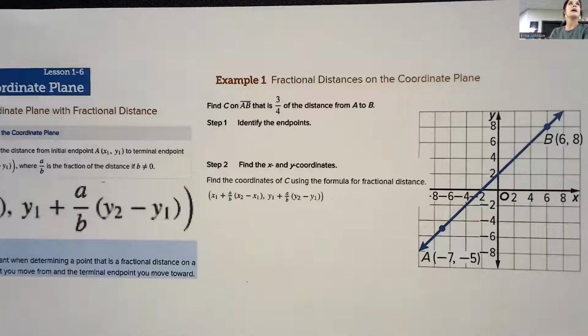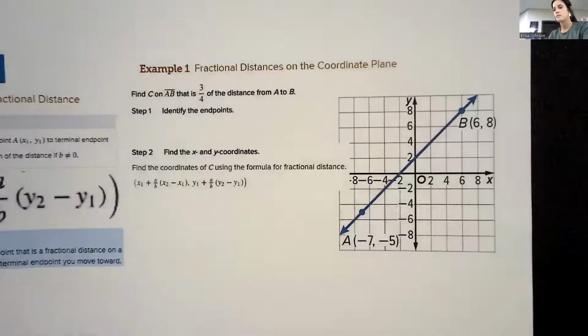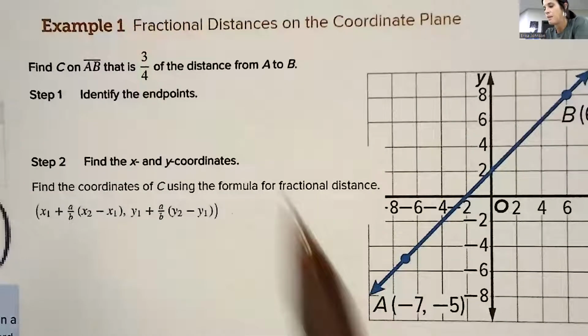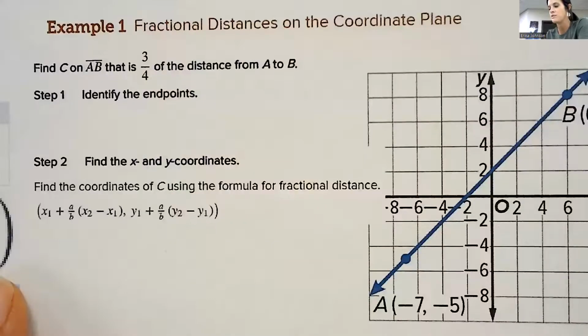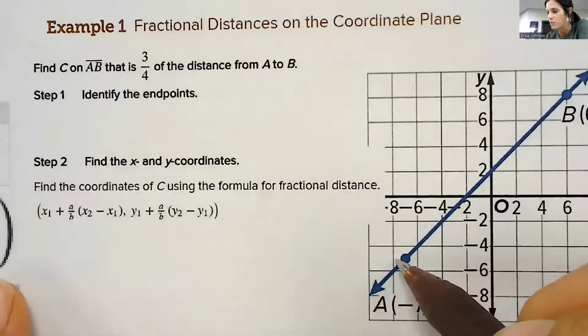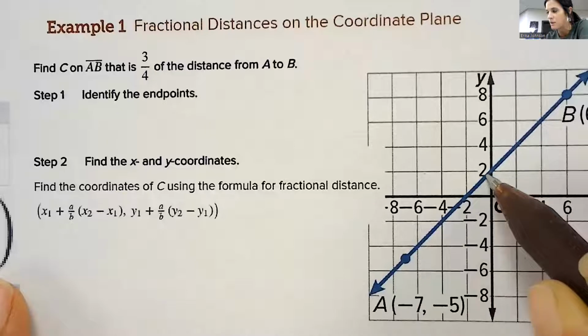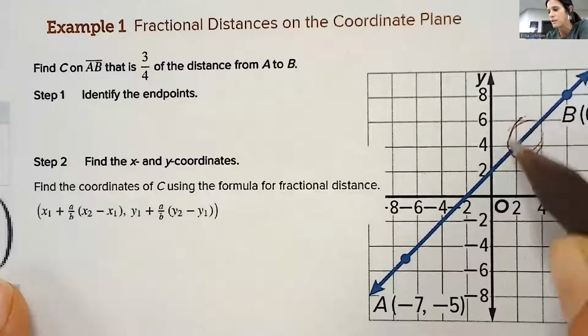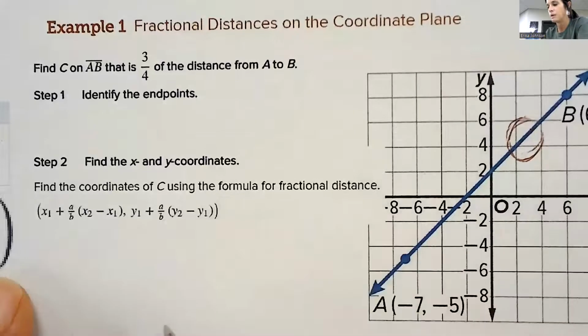Okay, so we're going to find the fractional distance of this problem here. It says find C on AB that is 3/4 the distance from A to B. Now, if you had to make a reasonable guess, halfway is right in here somewhere and a quarter of the way beyond that. So you're looking for a point maybe right in this area somewhere. So let's look and see where we end up.